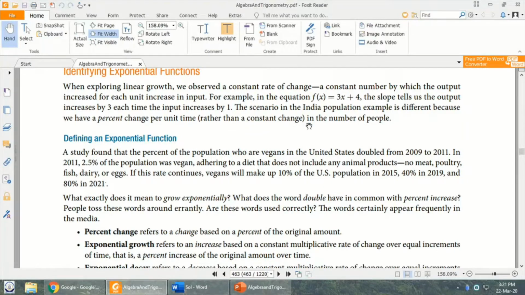Okay, so now you can add up the whole equation, but this is basically an example of a linear function. It is not an exponential function at this time. Let's go over to the exponential function.